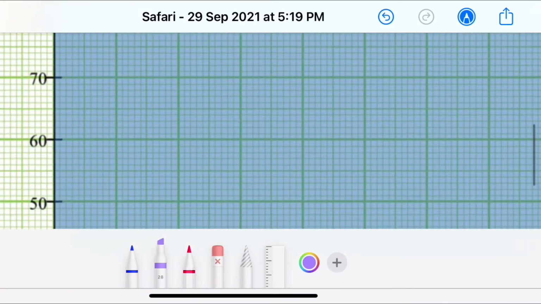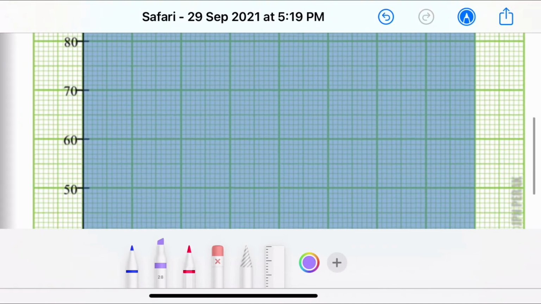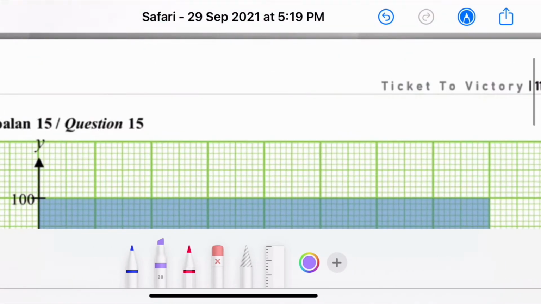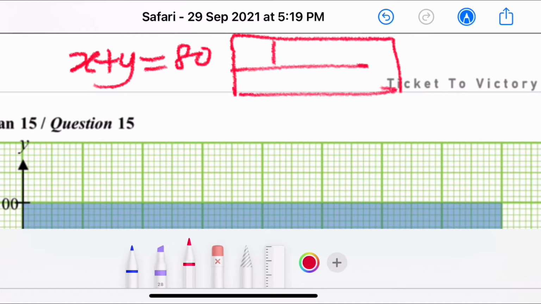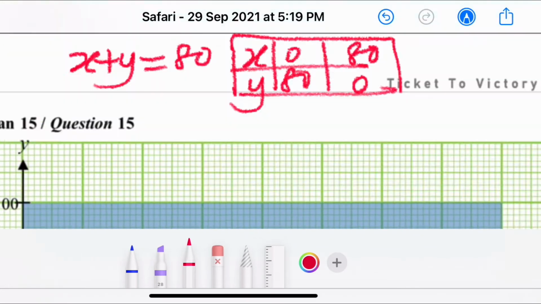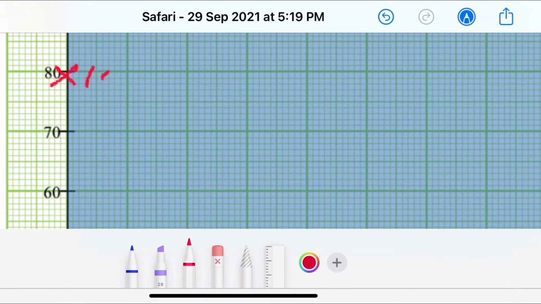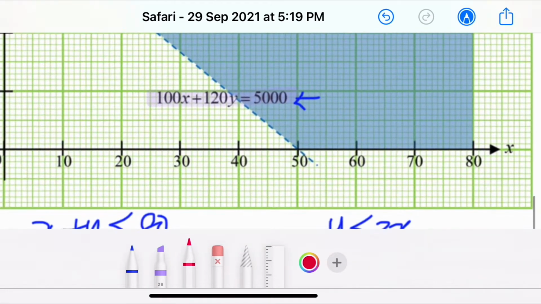Now we need to add on x plus y equal to 80. In order to draw this equation, normally we draw a simple table. When x is 0, what is y? 80, right? We substitute. When y is 0, what is x? It is 80. So we need the points (0, 80) and (80, 0). Here is (0, 80), and (80, 0) is here.